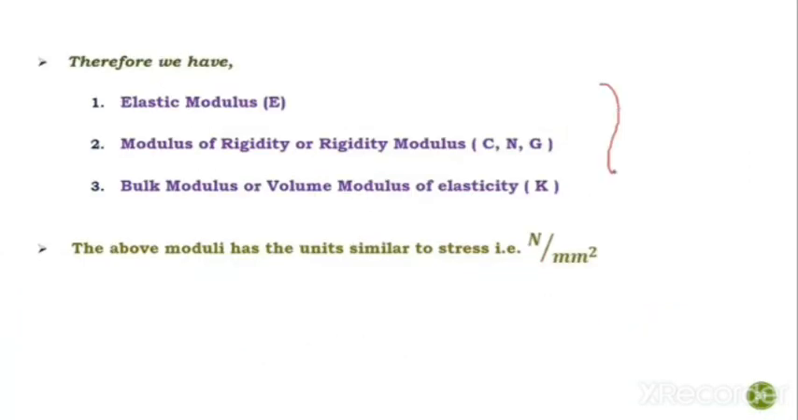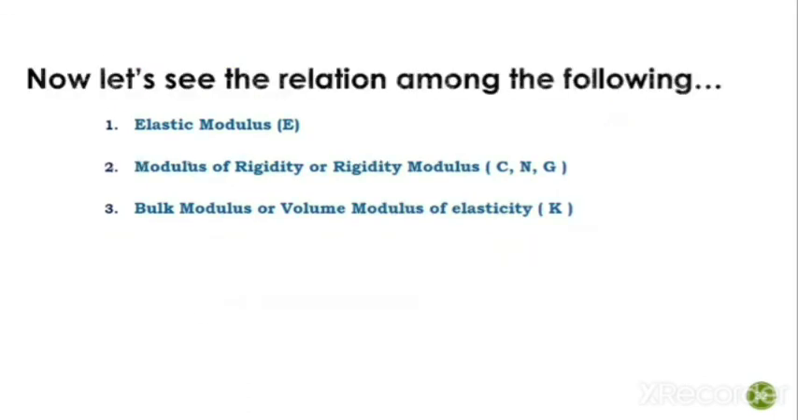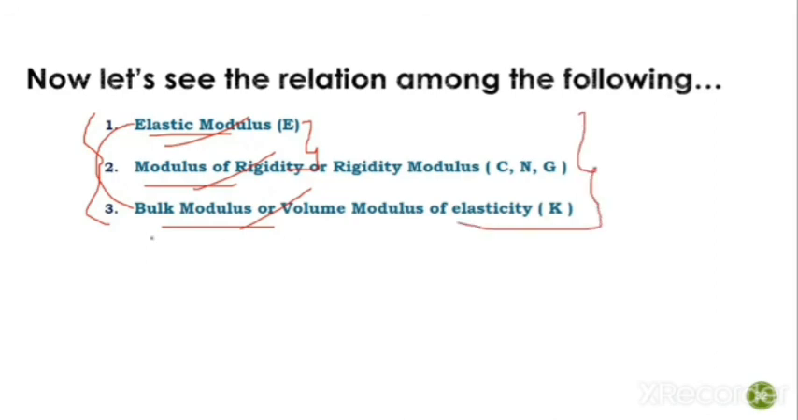So we have discussed these three in this class. Now let's see the relation among them. Each and every modulus is related to each other. Let us see the relation between E and C, and also the relation between E and K. That gives the relation between these three terms. Of course, we have certain final equations which we got, but let us see how those relations are derived.